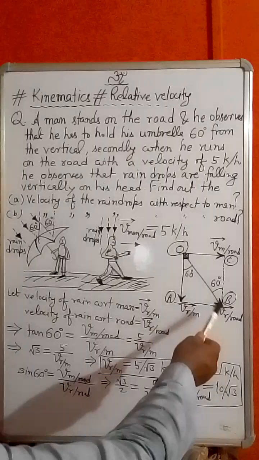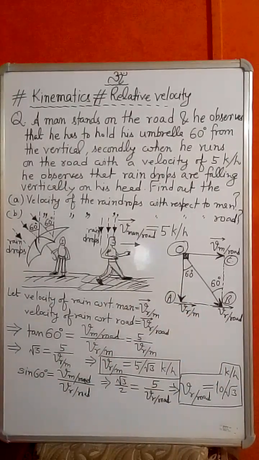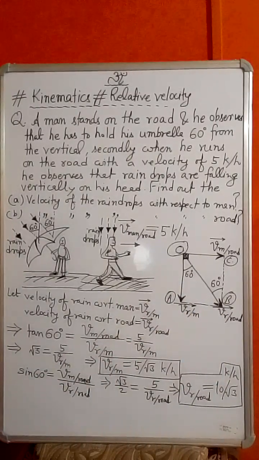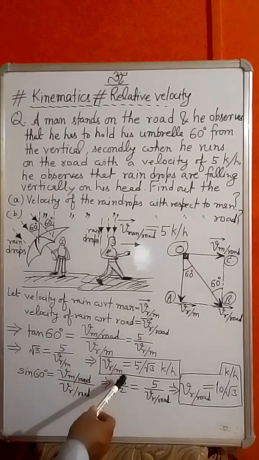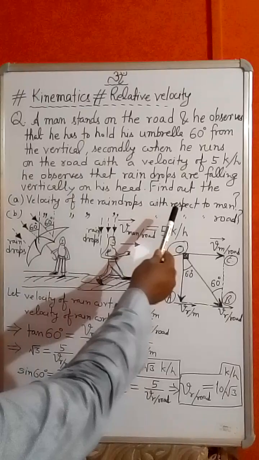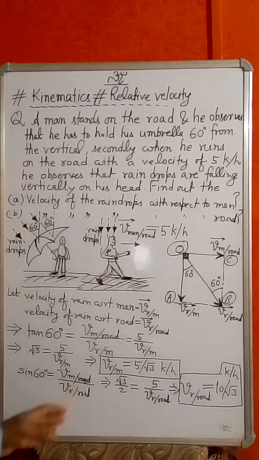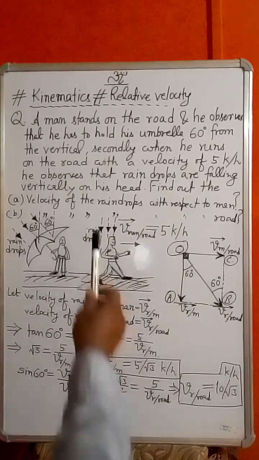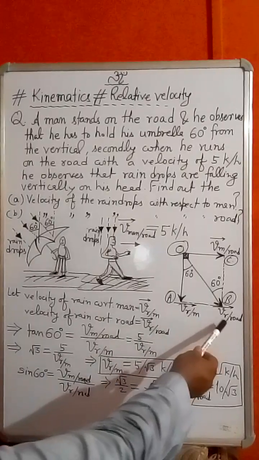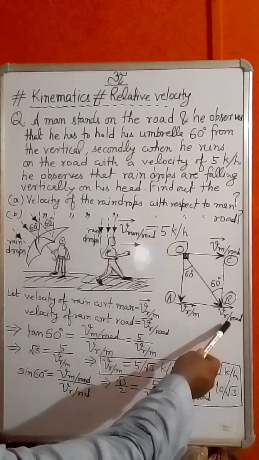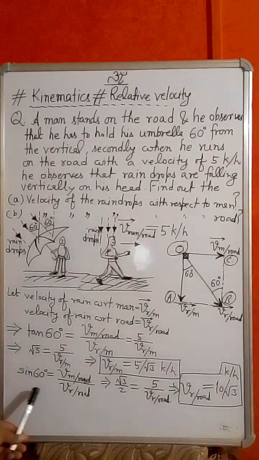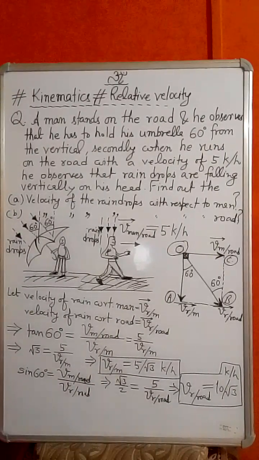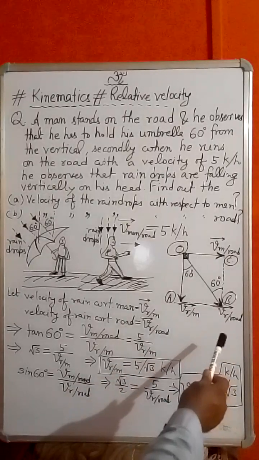Correct? Now you can apply sin 60. See, the first part has been solved, that we needed to find the velocity of rain with respect to man. And the second part is to find the velocity of raindrop with respect to road, correct? So again we can apply sin 60. Now applying sin 60, what will you get?